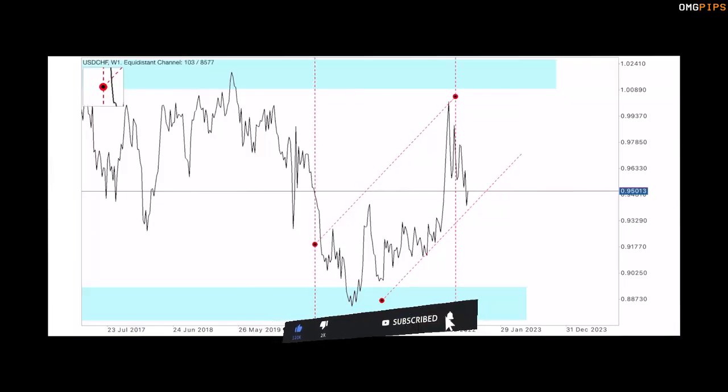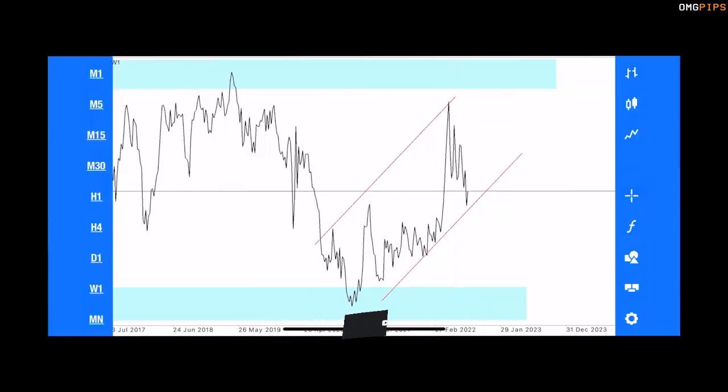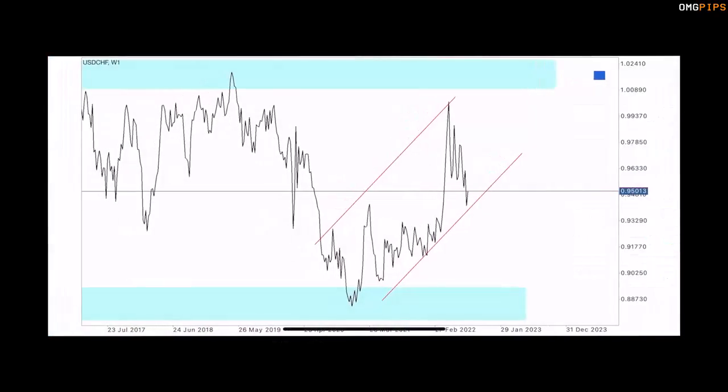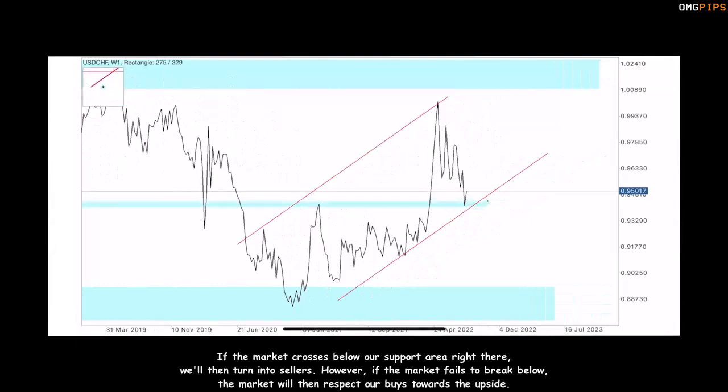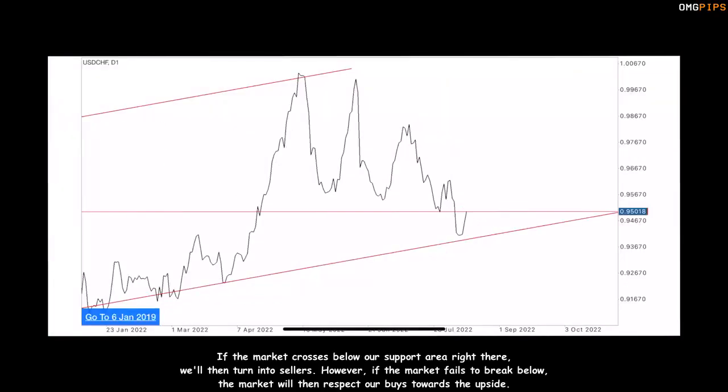As you can see, I'm going to place my middle sensitive area so that you can see currently where the market failed to cross below. From my understanding already, guys, I know that if the market crosses below our support area right there, it will then turn into sellers.